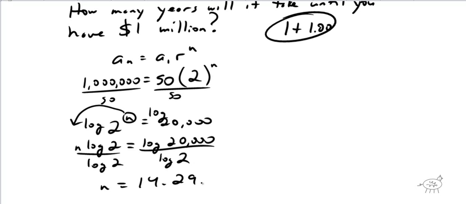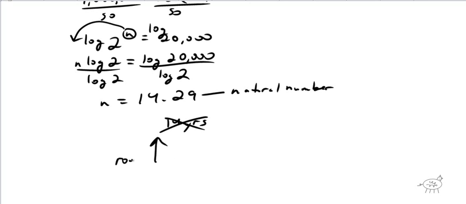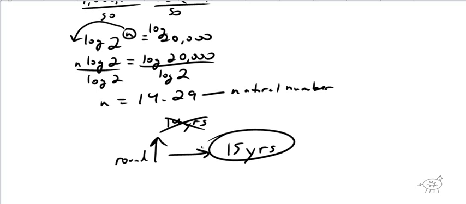Now, remember, n is a natural number, which means 1, 2, 3, 4, 5, 6, up to whatever. If I rounded down and said 14, if you told me 14 years, I would say you didn't quite double your money. It has to be 14.29 years. So how many years truly until you can reach your goal? Well, what you're going to do is round up. So round up to 15 years. Okay, so in 15 years, you're going to have your $1 million.